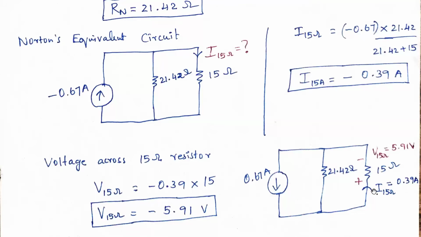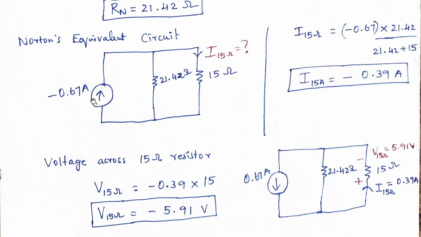So the current is flowing like this, and the notation is: here it is positive, here it is negative. So the voltage across 15 ohms is 5.91 volts. That is the answer for this particular question. Or otherwise, minus 5.91 volts is also correct, but if you consider this diagram, the minus 5.91 volts is correct.